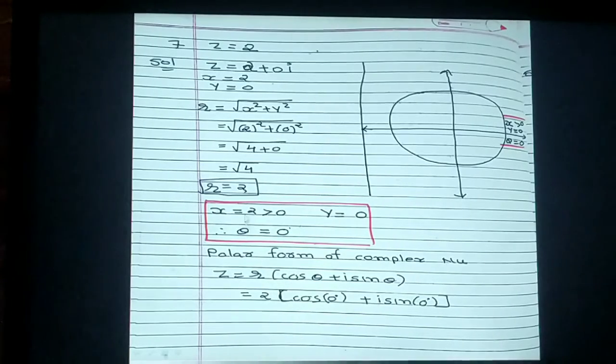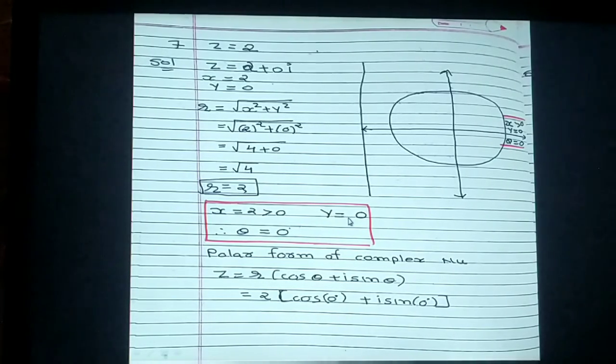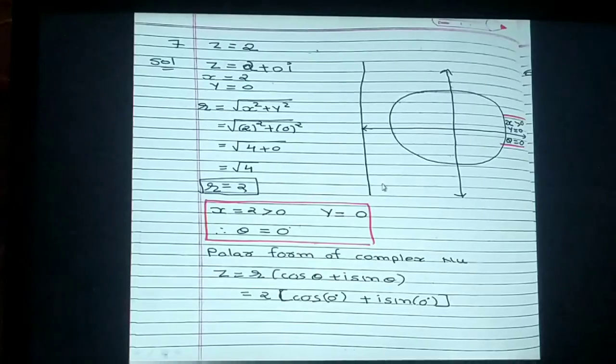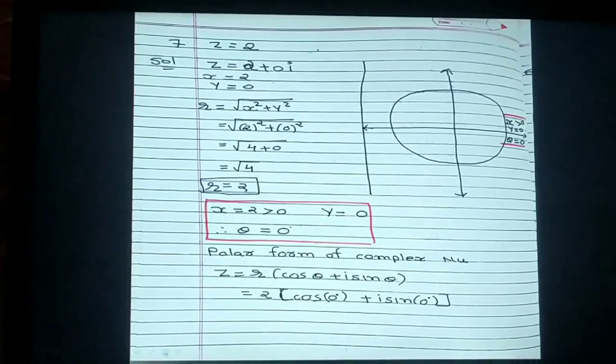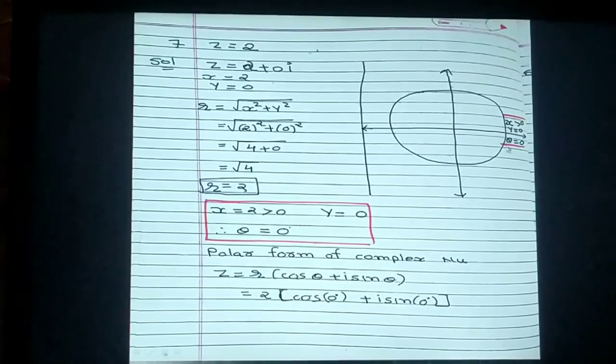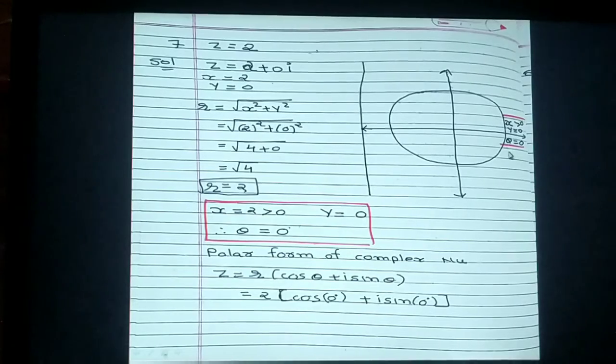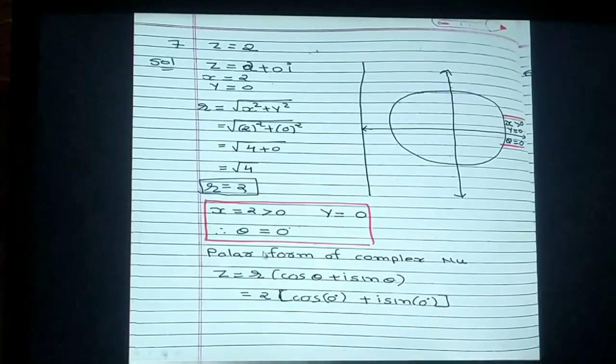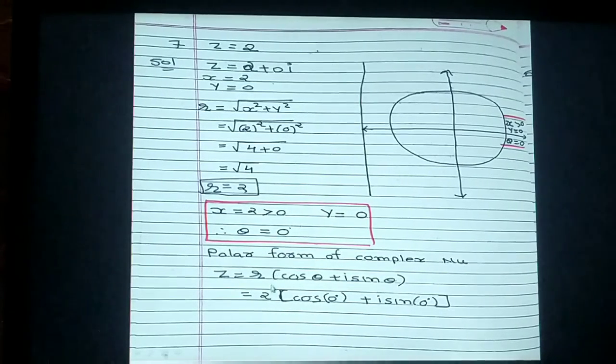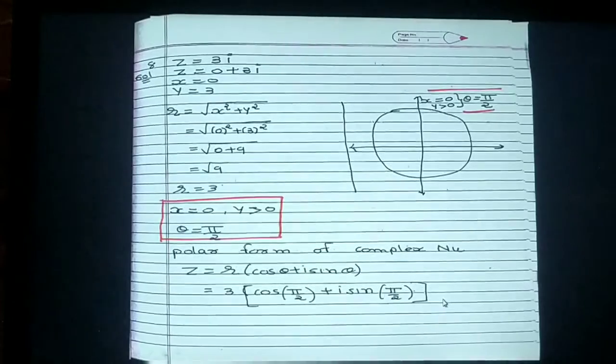Now x is greater than 0 and y is equal to 0. x is equal to 2, greater than 0, and y equal to 0 means it is on the x axis, in the positive direction of the x axis. So here theta is 0. So we can directly write theta is equal to 0. Polar form of a complex number, z is equal to r cos theta plus i sin theta. r is equal to 2, cos 0 plus i sin 0.